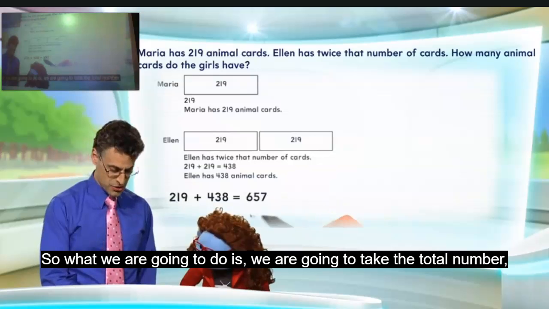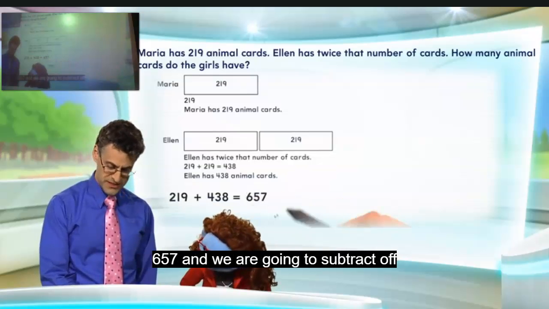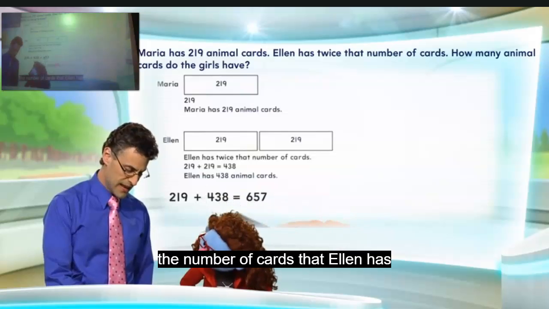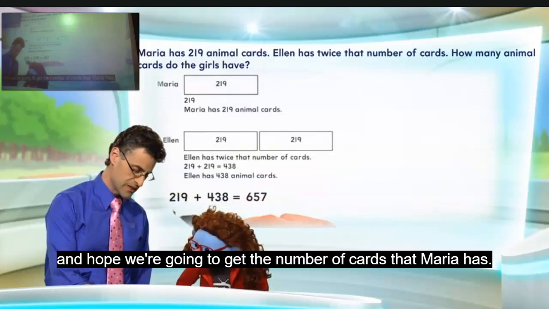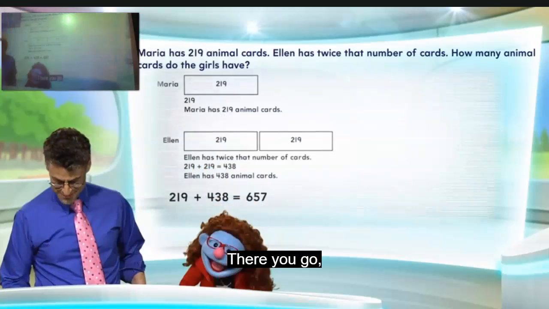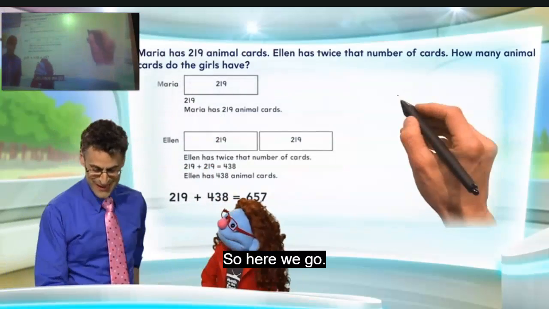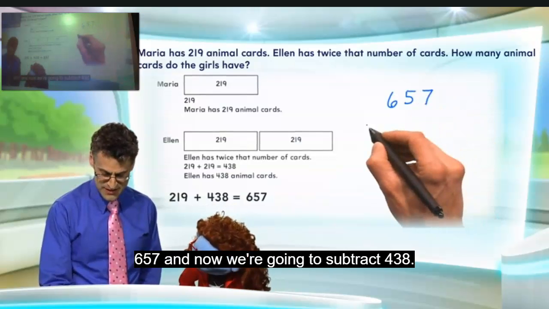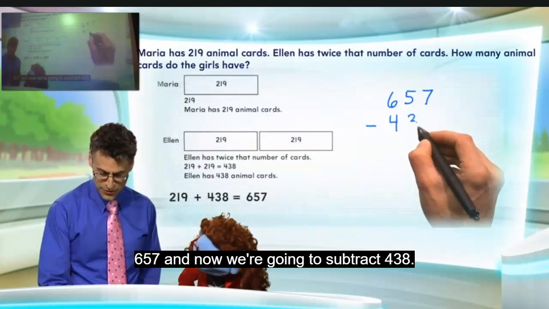So what we're going to do is take the total number, 657, and subtract off the number of cards that Ellen has, and hope we're going to get the number of cards that Maria had. There you go. That's what I was waiting for. So here we go. You ready? 657. And now we're going to subtract 438.